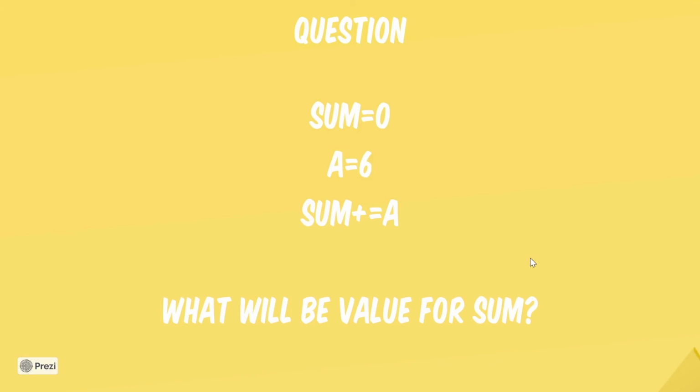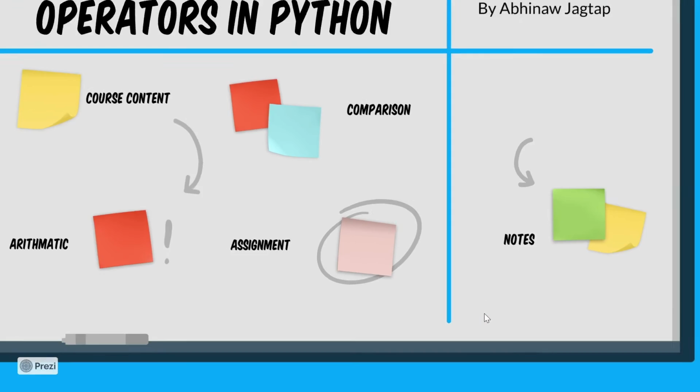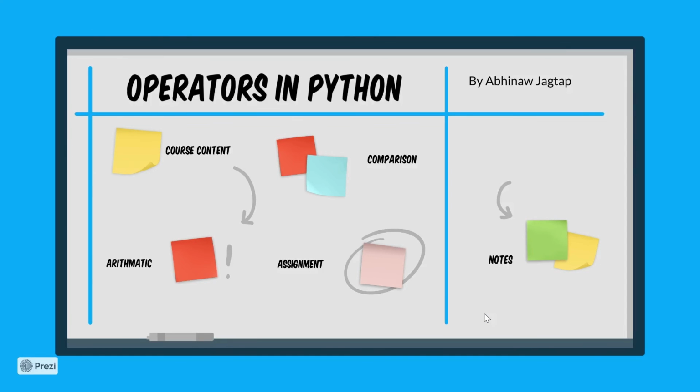It is going to be really interesting. Suppose I have one variable sum whose value is 0. I have another variable a whose value is a. Now predict the output of this particular variable. If I write sum plus equal to a, then what will be the value of sum? I hope this is a very easy question, you all will be able to answer it. So this is all about the assignment operator, and this is how this video ends.